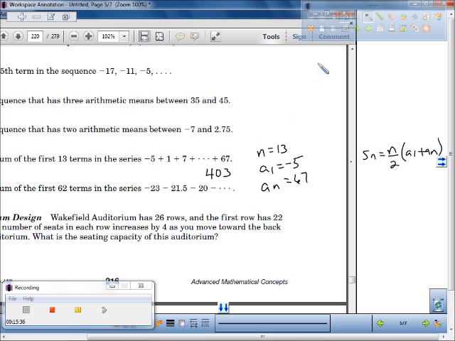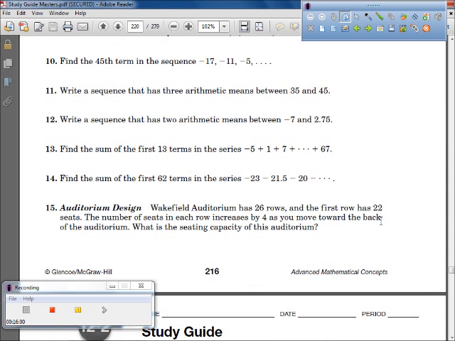Alright, and then finally our last question, well, we got two more questions. The last non-really word problem is find the sum of the first 62 terms in the sequence. I want to give you that answer too, and hopefully you can solve it. If you have problems, ask me in class or refer to the other videos. Okay, so that's the answer to that one. Alright, finally, the one we really need to look at is the word problem.